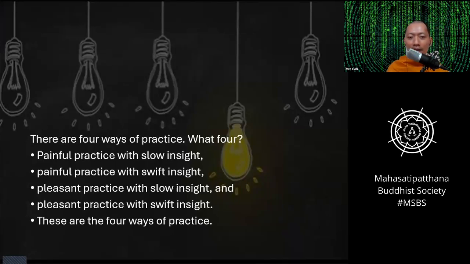Okay, so after the 8, we have another 4. These are 4 sets. There are 4 ways of practice. What 4? The first one, painful practice with slow insight. Second one, painful practice with swift insight. Third one, pleasant practice with slow insight. And the fourth one, pleasant practice with swift insight. So out of the 4, which one do you prefer? Who prefers number 1, painful practice with slow insight? Nobody. The last one, of course. Last one, okay, so everybody kind of agrees. Pleasant practice with swift insight.